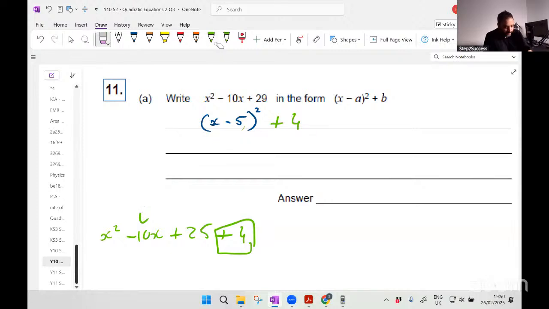So the way I do it is that I just say, okay, when I square this 5, what will it give me? It'll give me 25. But what do I want? I want 29. So I'll add 4. And that will get me to the answer to the question.